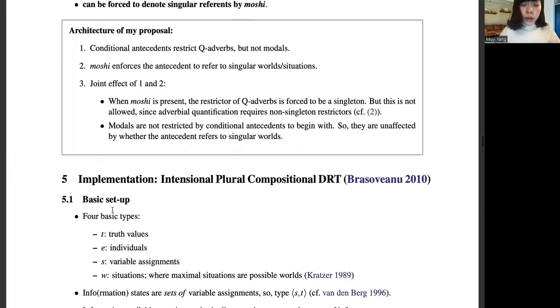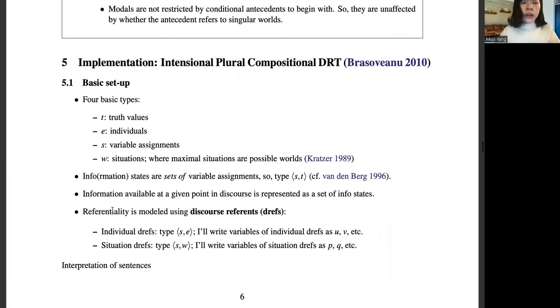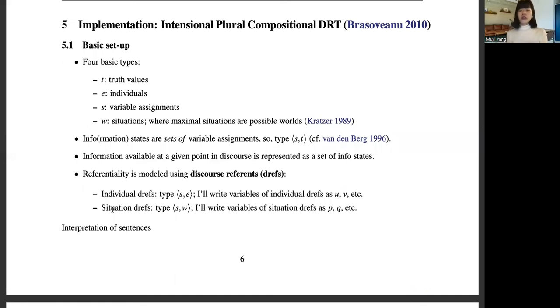Next, I will try to show you a dynamic implementation using Brasoveanu's framework, intensional plural compositional DRT. So bear with me for about half a page. After I introduce the basic setup, I will try to not give you symbols, but rather just give you pictures to show you the main ideas. And you can find some technicalities in the appendix for the important lexical items that I discussed.